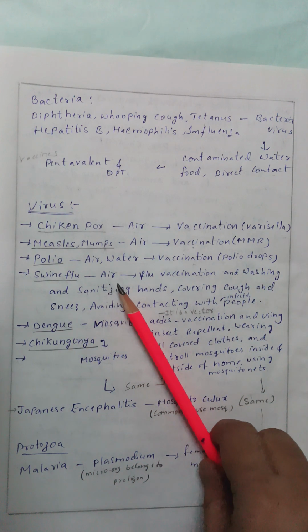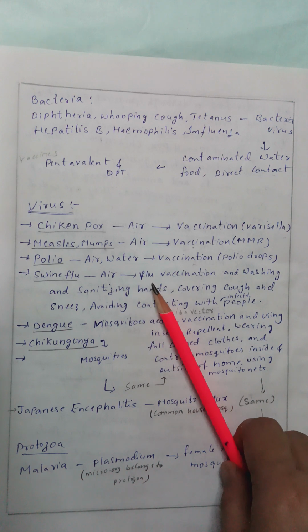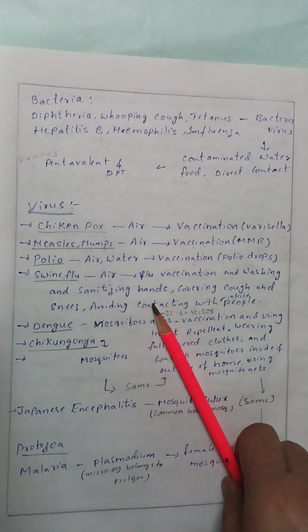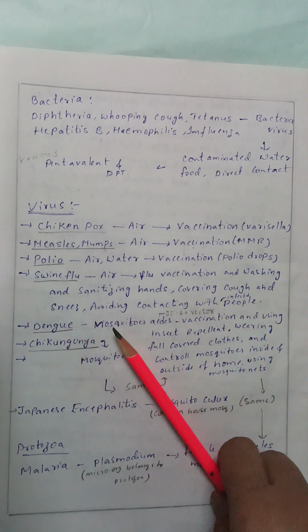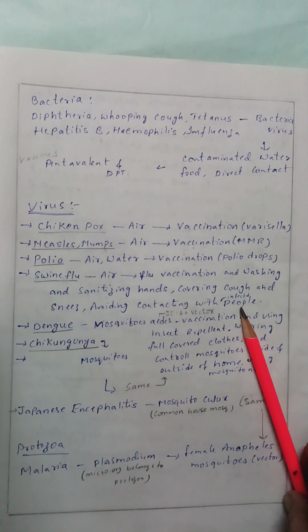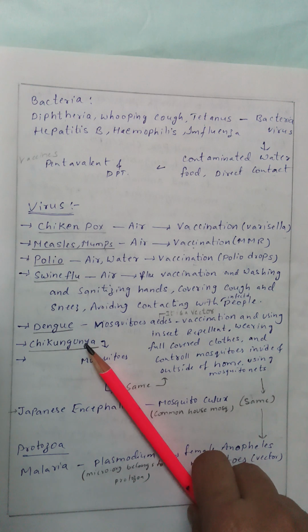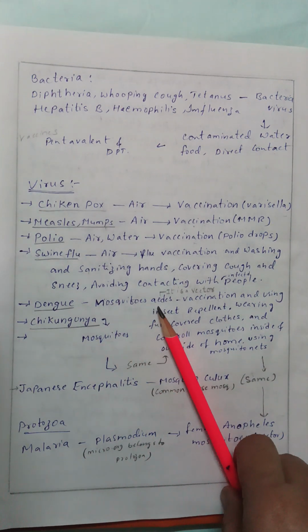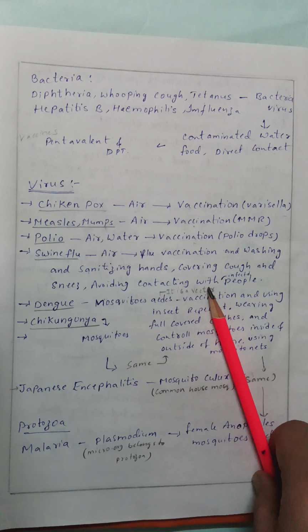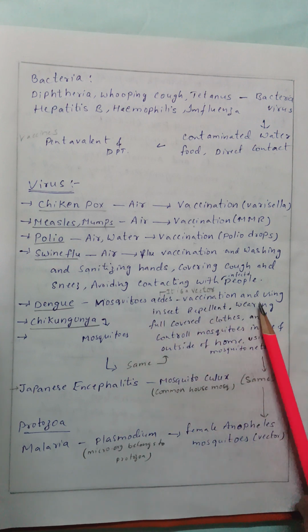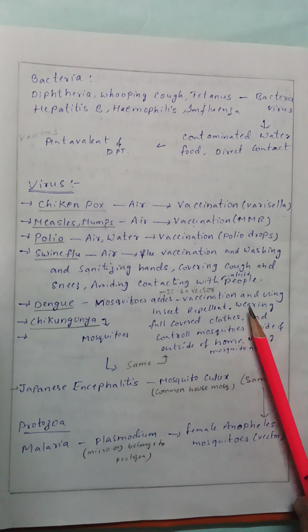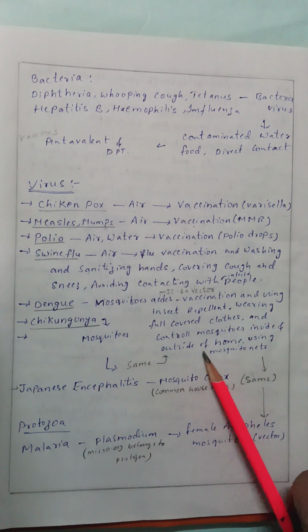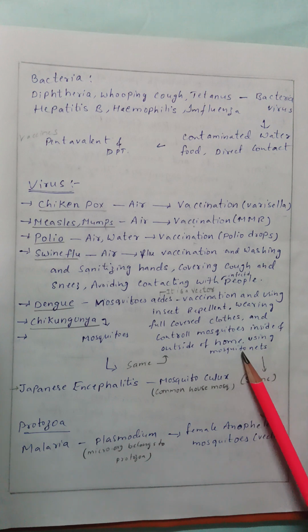is transmitted through air, and preventive measures are flu vaccination, washing and sanitizing hands, covering cough and sneeze, and avoiding contact with infected people. Dengue is transmitted through mosquito Aedes. Here it is a vector, and prevented by vaccination, using insect repellent, wearing full covered clothes, and controlling mosquitoes inside and outside of the home using mosquito nets.